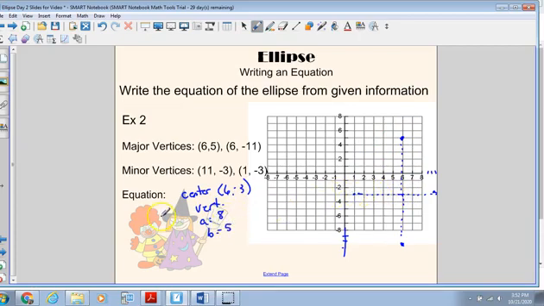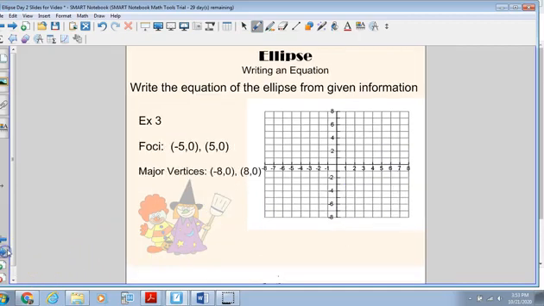So when we go to write our equation, we would have x minus 6 squared over some number, and y plus 3 squared over some number equals 1. Don't forget that. And since it's vertical, our bigger number needs to be underneath our y term, and our smaller is underneath our x term. So this is a 25 under x, and a 64 is under our y value there. And again, don't forget the equals 1.